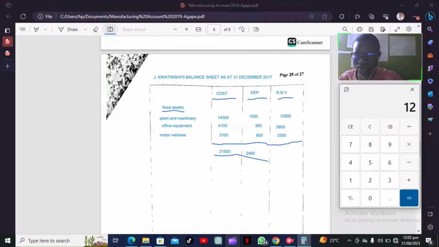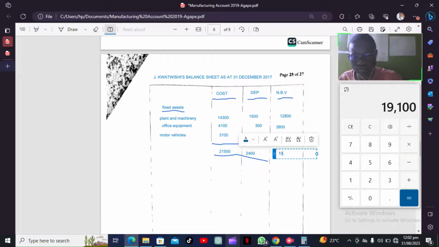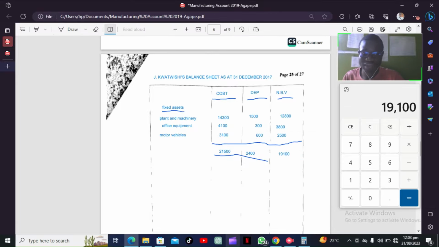So we're going to add 12,800 plus 3,800 plus 2,500. We're getting 19,100. So we're going to enter our 19,100 there. 19,100. Then now we're going to go to current assets, just like a normal balance sheet.